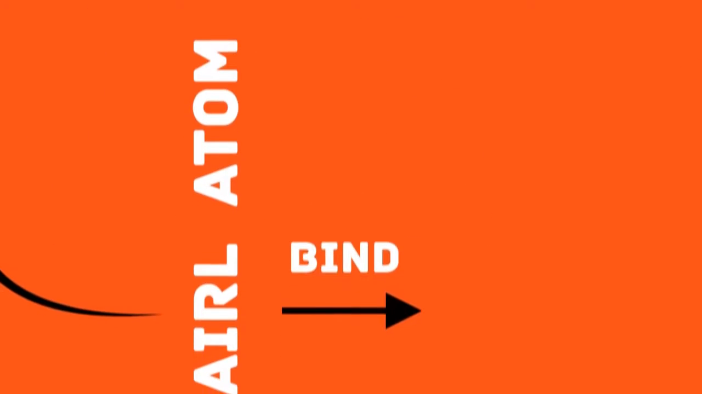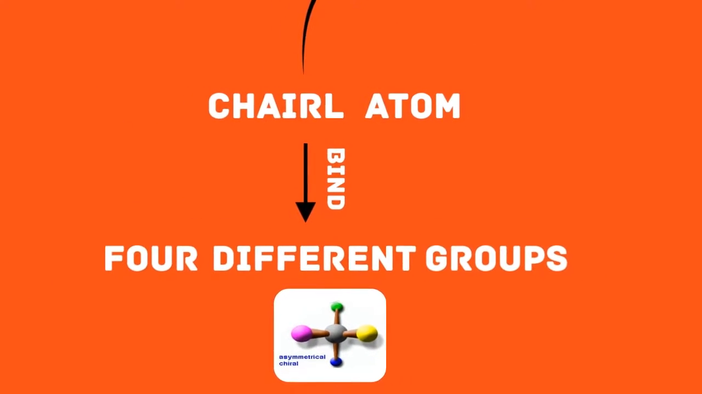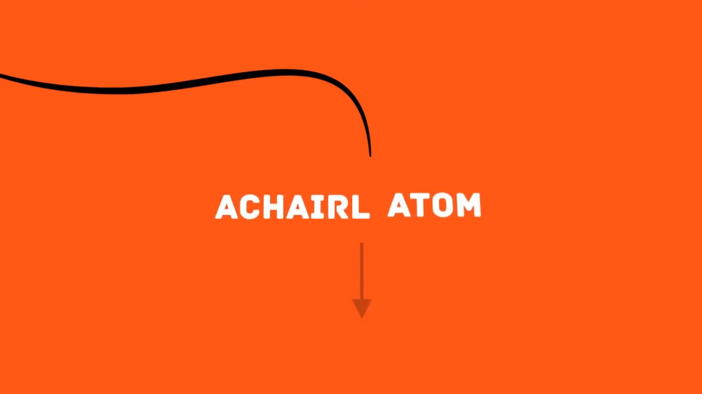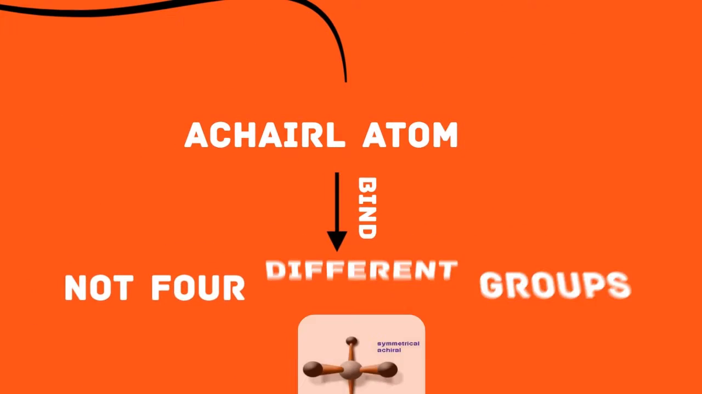Chirality. Chirality is a word that comes from the Greek word chir, meaning hand. A chiral atom is bound to 4 different groups, while an achiral atom is not bound to 4 different groups.